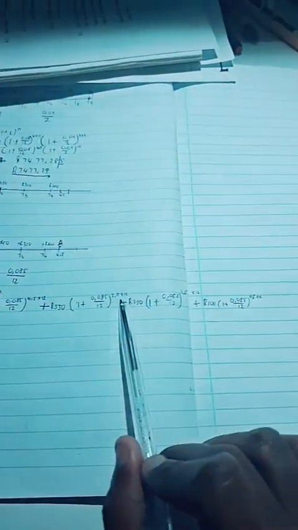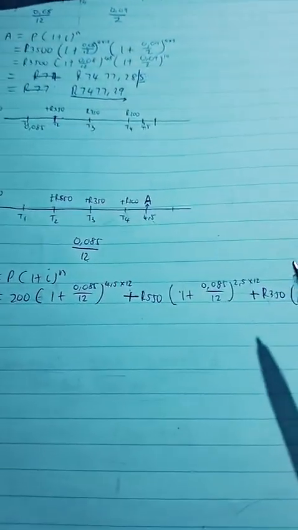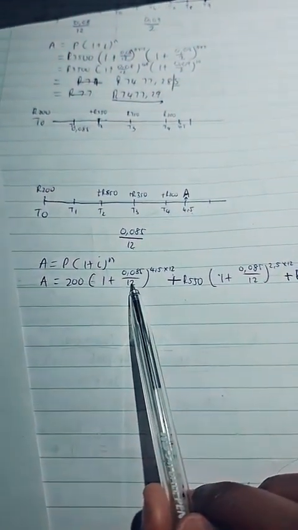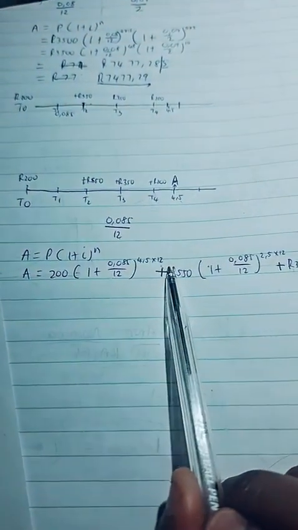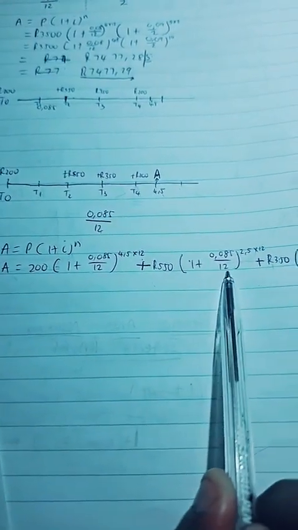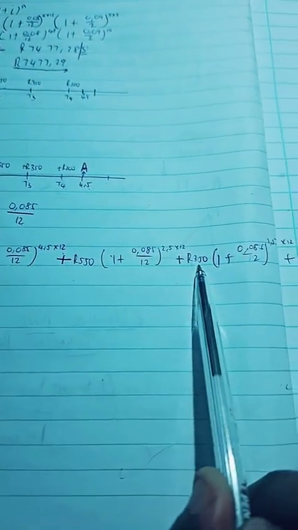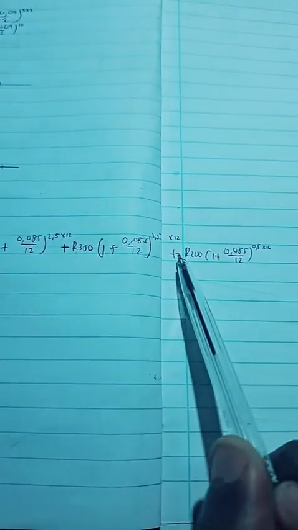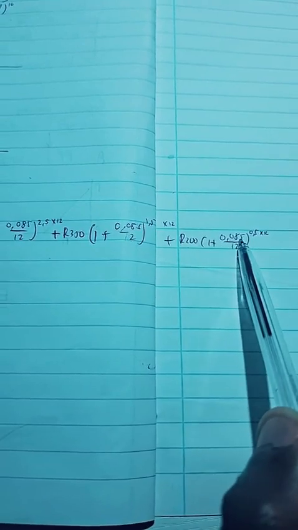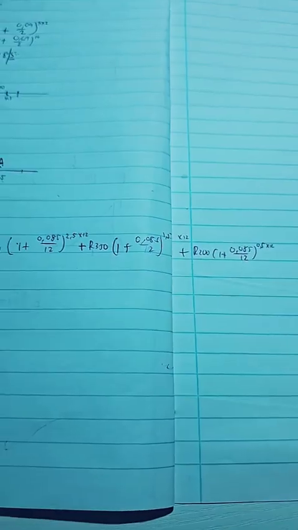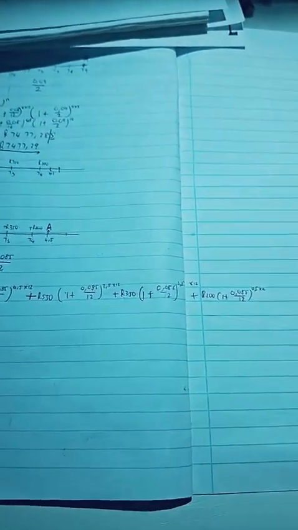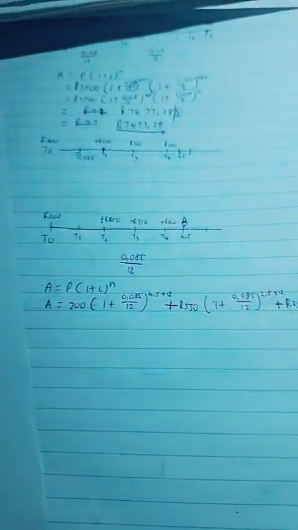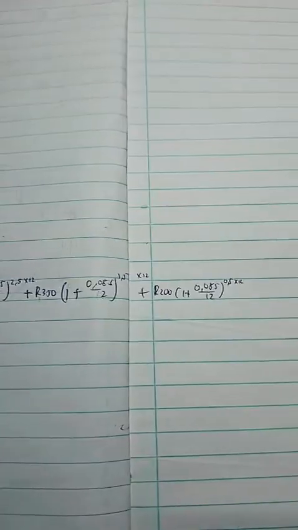So all of this, we just punch into our calculator one time. 200 into 1 plus 0,085 divided by 12 to the power 4,5 times 12 plus 550 into 1 plus 0,085 divided by 12 to the power 2,5 times 12 plus 350 into 1 plus 0,085 over 12 to the power 1,5 times 12 plus 200 into 1 plus 0,085 over 12 to the power 0,5 times 12. You put that into your calculator, you say equal, you tell me what answers you are getting for this calculation. Shouldn't be that difficult.